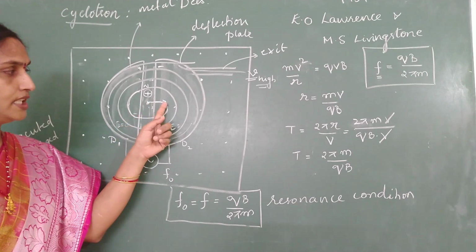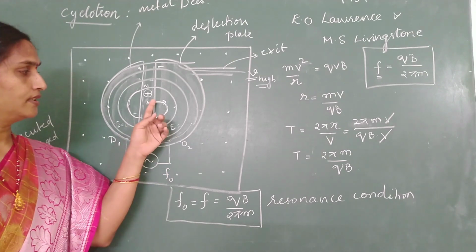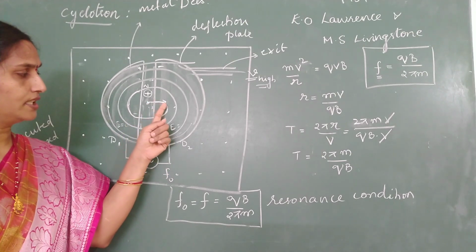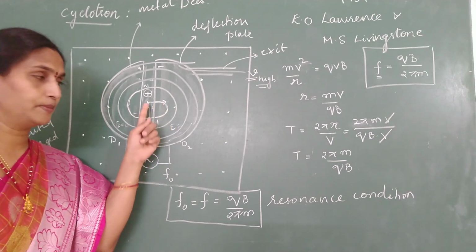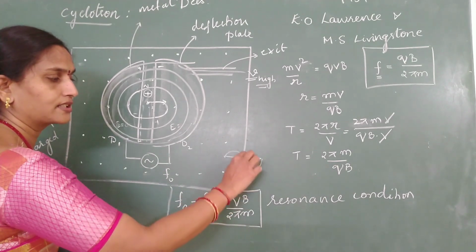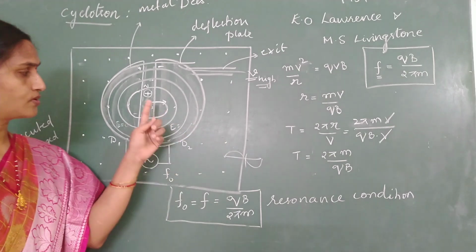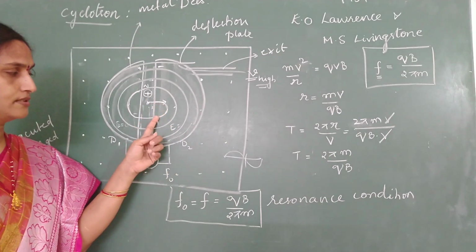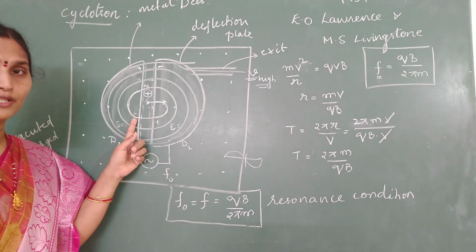As it enters the D, there is no electric field here, only magnetic field. In a perpendicular magnetic field, it takes a circular path. By the time it completes a semicircle, terminals are reversed, because this is an oscillator. After every T by 2 seconds, terminals will change. So after capital T by 2 seconds, this is going to reverse the terminals. Then it enters from this plate to this plate.